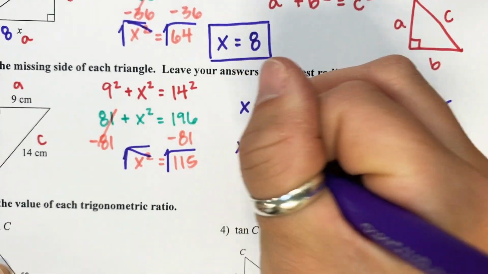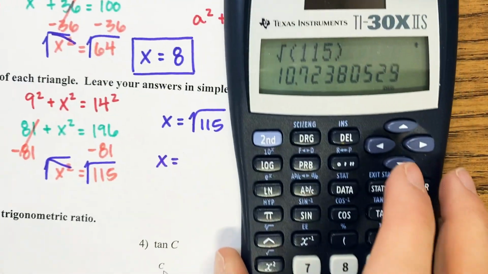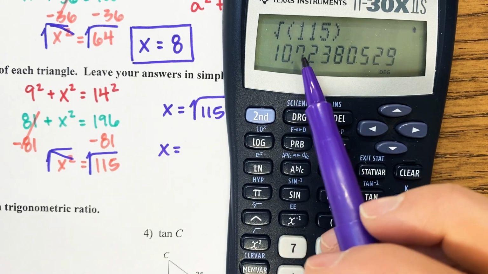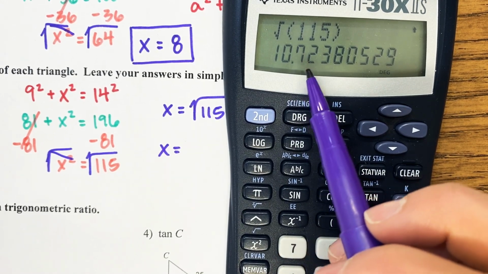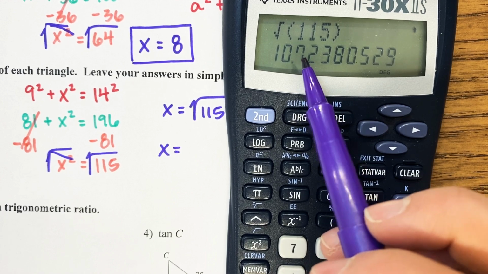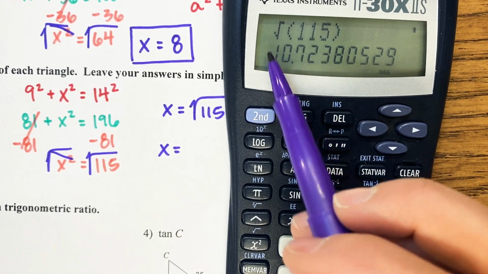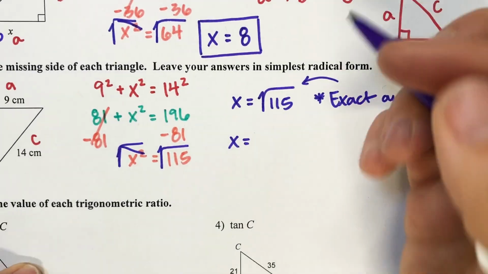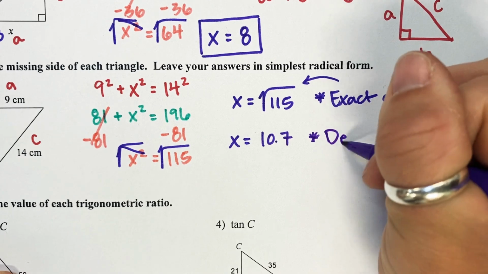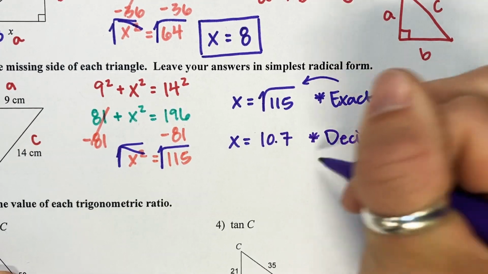Okay, but it might ask you for a decimal. So let's say it wants you to round to the nearest tenth. So that's this first spot. Okay, so we have to look at the number behind it. Since it's a 2, which is below 5, our 7 stays a 7. So our decimal ends up being 10.7. Okay, so this is our decimal answer.